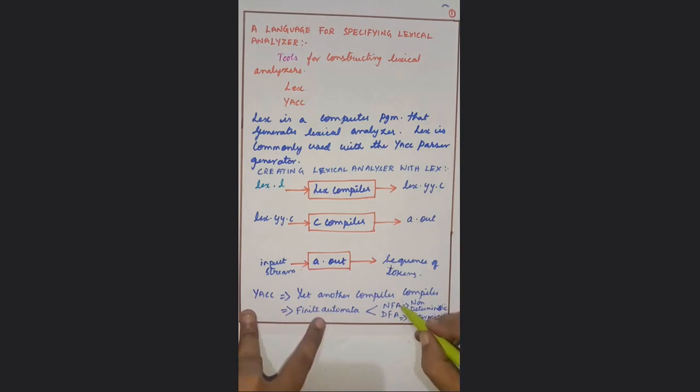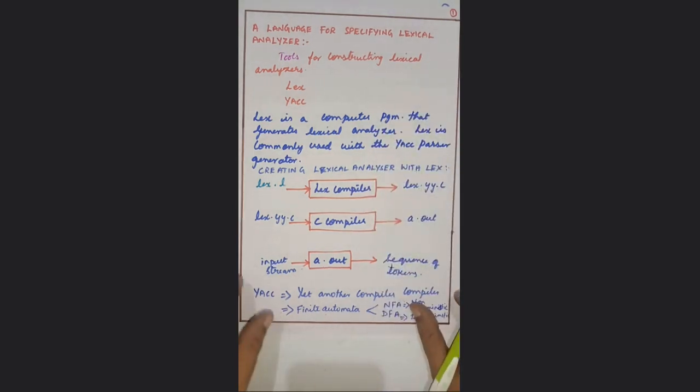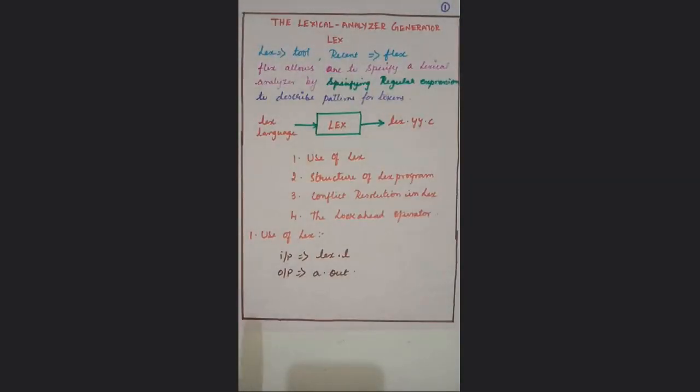In an NFA you can have epsilon transitions and more than one transition on the input symbol. But in the case of a DFA, you have no epsilon transition, and at most one transition on every input symbol. So this is for DFA. This is the introduction of the language for specifying lexical analyzer, and next we are going to see the lexical analyzer generator Lex.